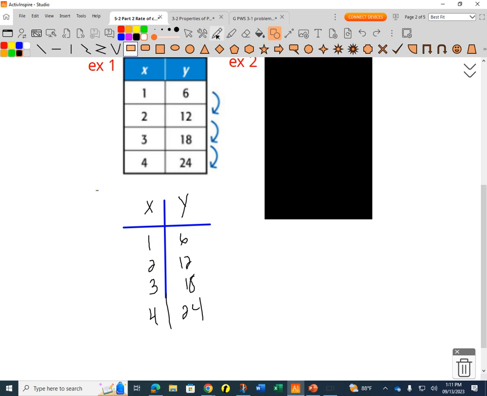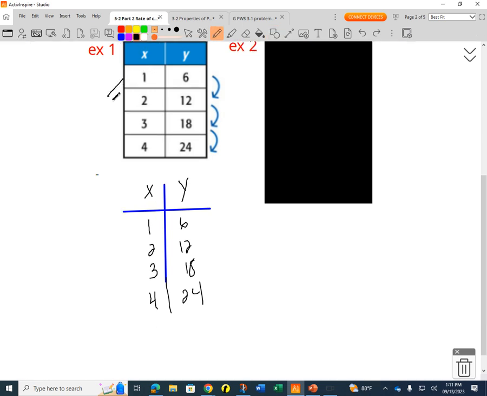So let's look. If we go from 1 to 2, what have we done to get from 1 to 2? We added 1. If we go from 2 to 3, what did we do? Add 1. And from 3 to 4? Add 1. So far, from one x to the next, it's always the same amount of change. So let's look at the y values. From 6 to 12, what do we do? Plus 6. And then from 12 to 18, also plus 6. And 18 to 24, also plus 6.